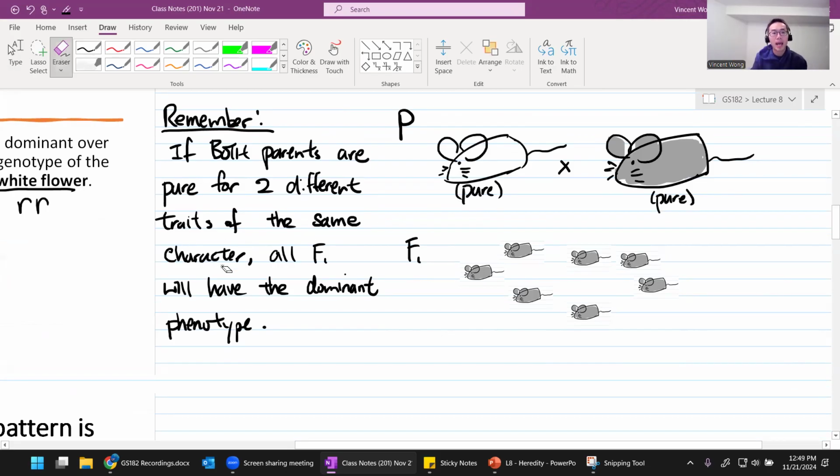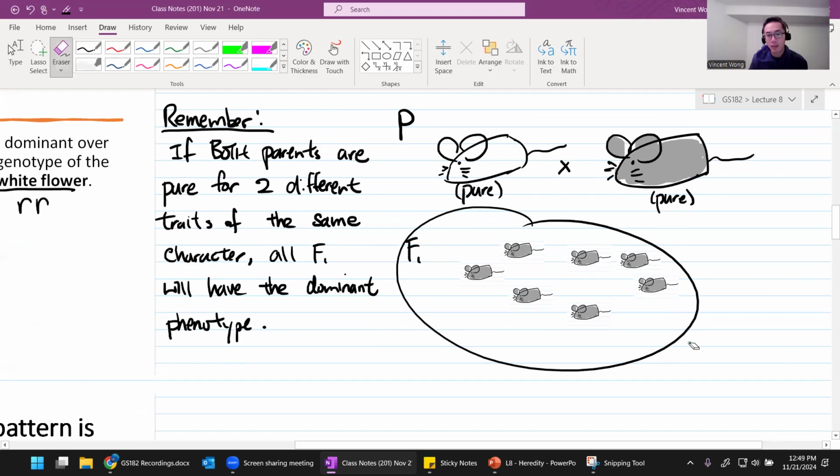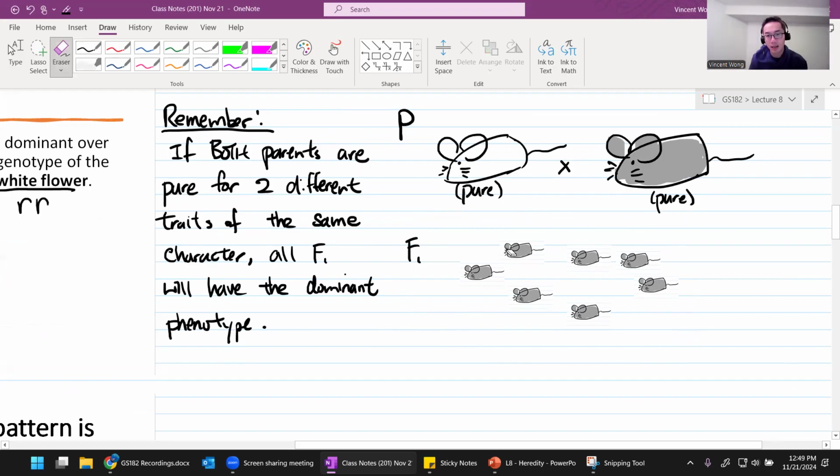Okay, so the character we are looking at would be the coat color. And then the trait is the different version of that character, right? So we have white coat and gray coat. And then they have babies, and all the baby mice have the gray coat. So which one is dominant based on this result? Is white dominant or is gray dominant?